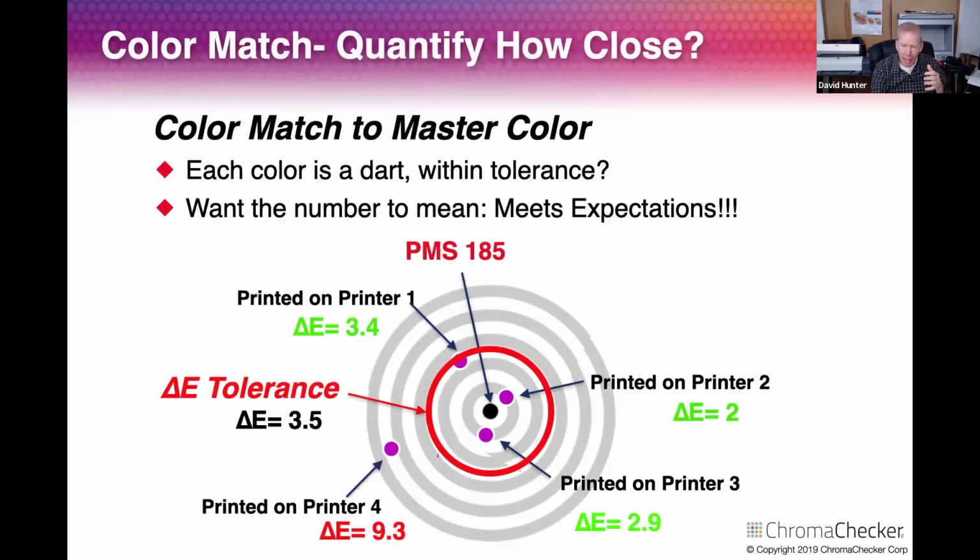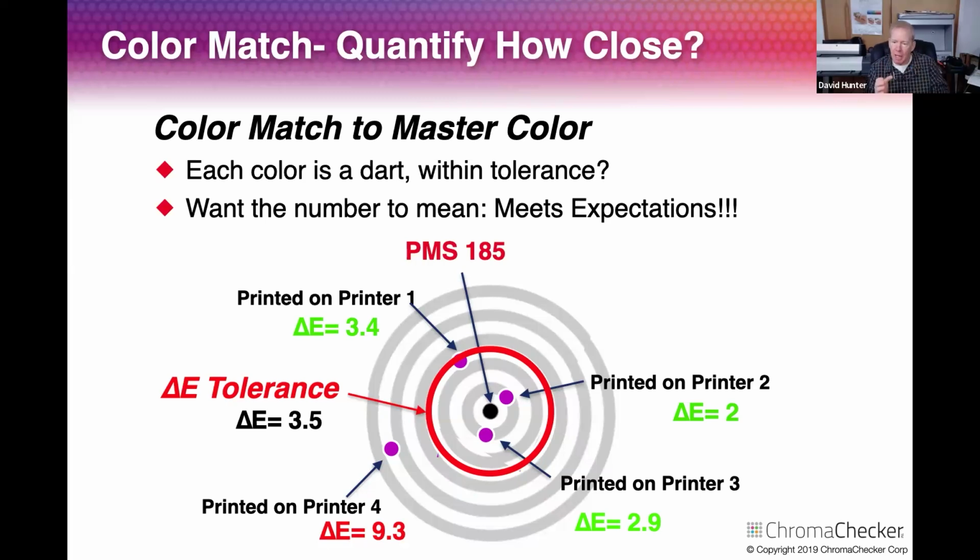And in this way, if I come back to this graphic, I can quantify how well printer 1 is reproducing, let's say, Ritz red at 3.4. Printer 2 is reproducing it at 2 delta E. Printer 3 at 2.9, and so forth. So we can set a delta E tolerance. And we want this number to mean that it meets expectations.